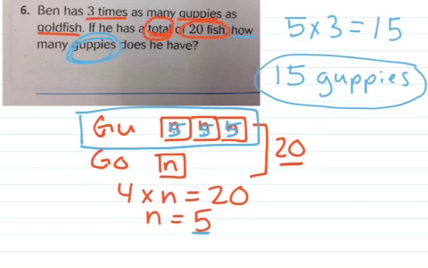Now, it's very important that we go back into our problem and think about what they're asking. They didn't just want us to solve for n. We had to do more than that. We had to go back and solve for guppies, which was our top number, which had multiple n boxes. Let's take a look at another problem that has even more steps than this one does.